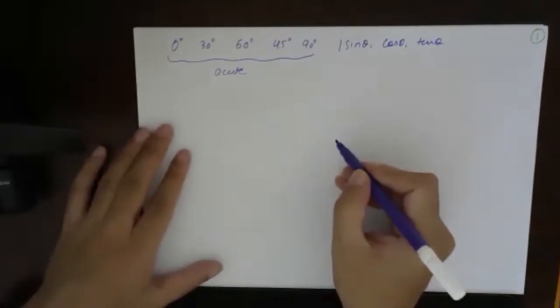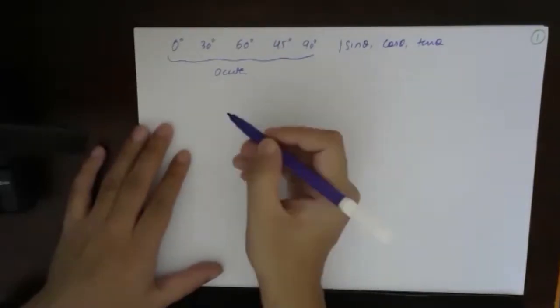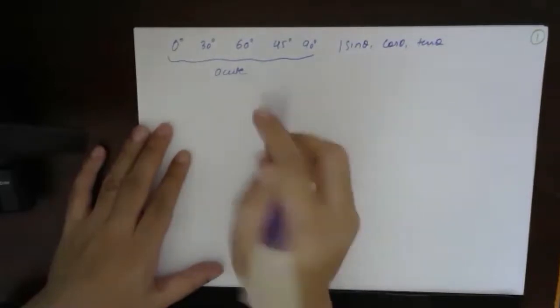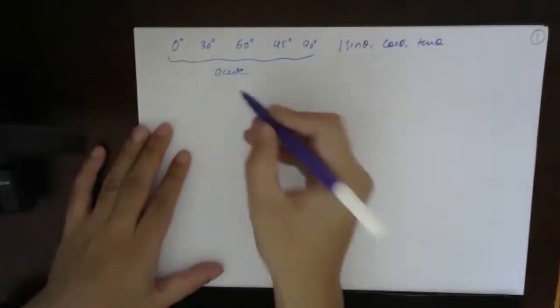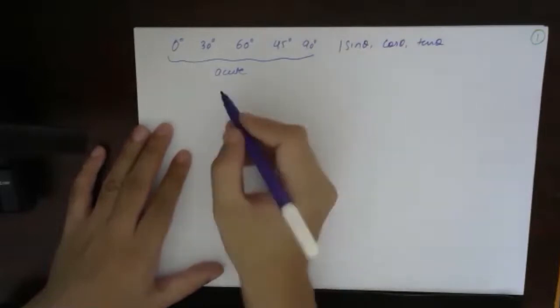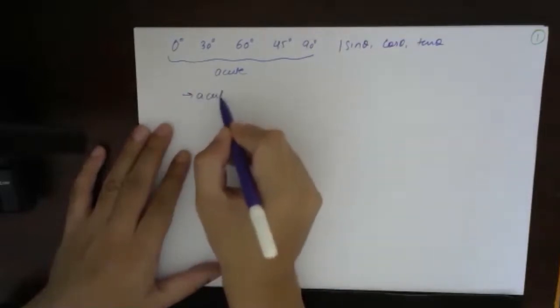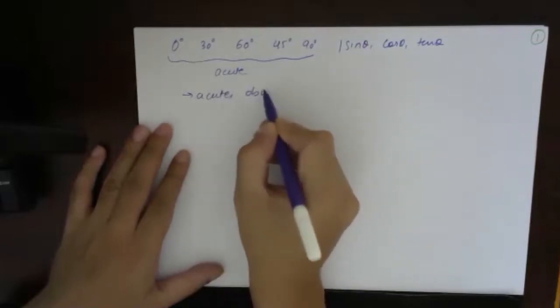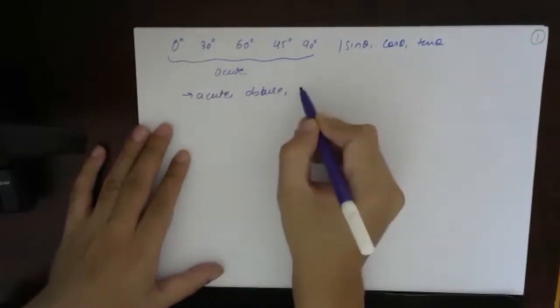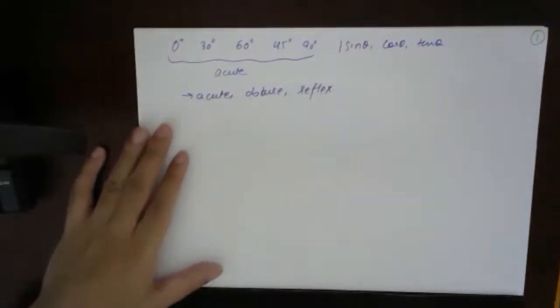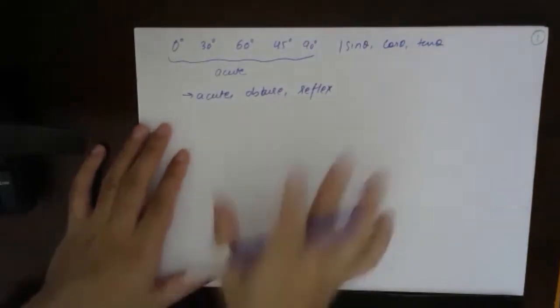Now we'll try to find the different values of sine, cos, and tan based on angles which are not acute, that means angles which are more than 90. For acute, we have already found out. We'll find out for obtuse, and we'll also find out for reflex angles, the values of sine, cos, and tan.